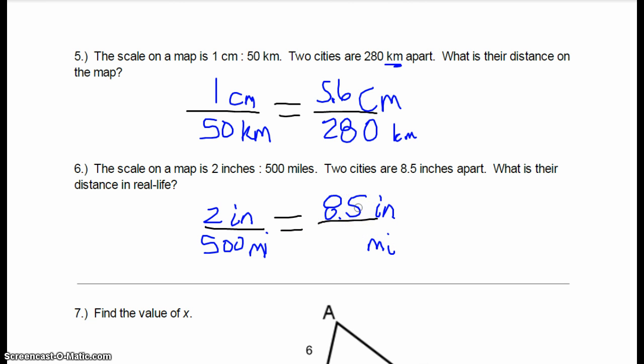So I take 8.5 times 500 and then divide by 2, and I'll get 2,125 miles.